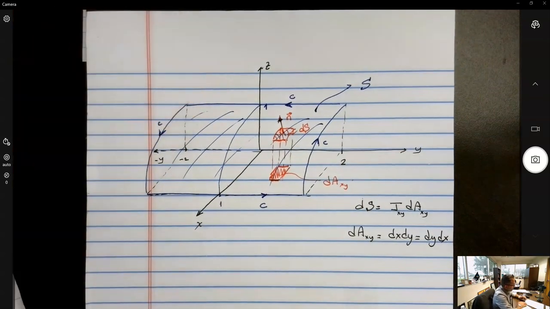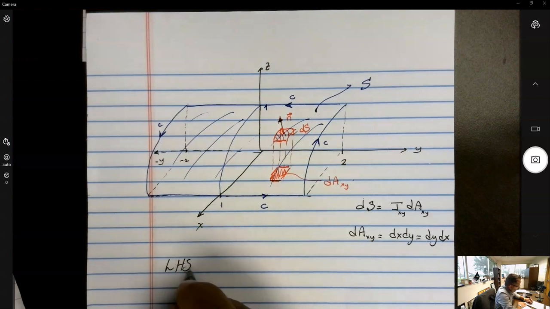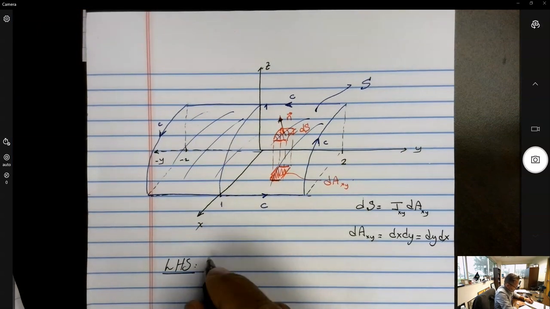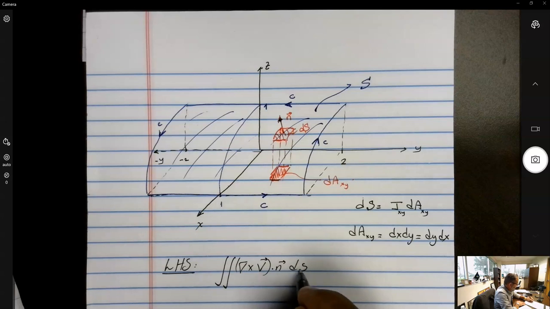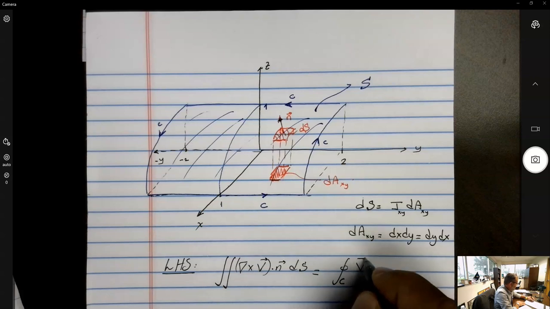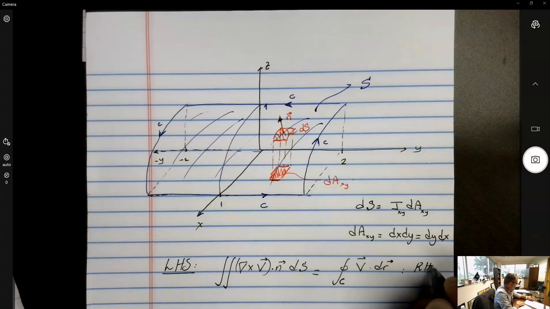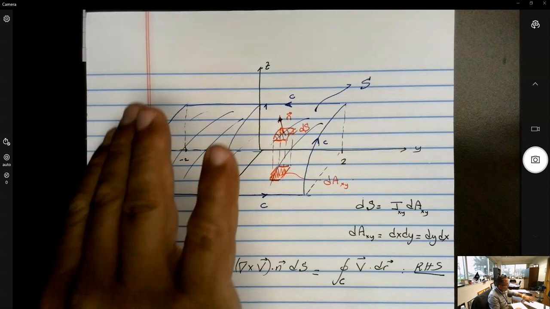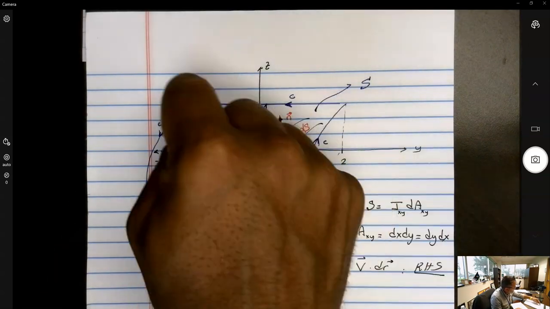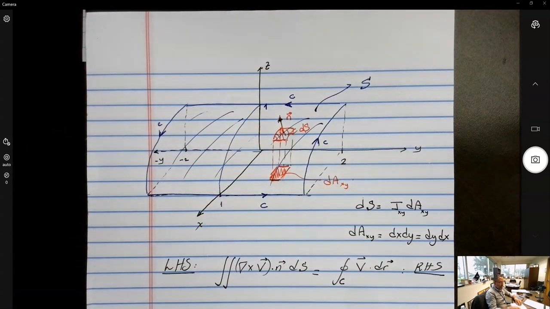Okay, so let's look at the left-hand side of Stokes' theorem, which states that the integral of the curl of v dotted into n dS should be equal to the integral over the line C of v dot dr. So this should be equal to the right-hand side. And that's what we're going to try to prove. That if we take the integral over the surface, it would be the same as taking the integral of v over that line. So let's start with the left-hand side.